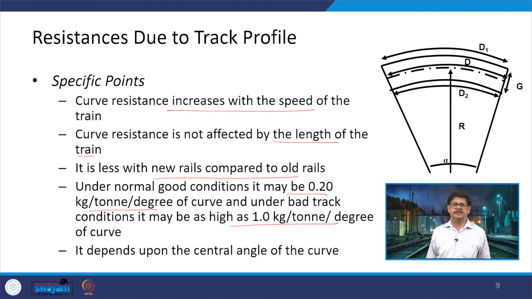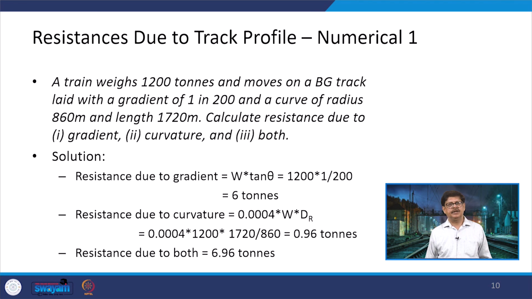If it is an old track, it says 1 kg per ton per degree of curve. So, if it is a 2 degree curve, that means it will be 2 kg per ton, and if it is 1000 tons, then it is 2 into 1000, 2000 kg, meaning 2 tons resistance in this particular case. It depends upon the central angle of the curve also. So, these are the points related to it.